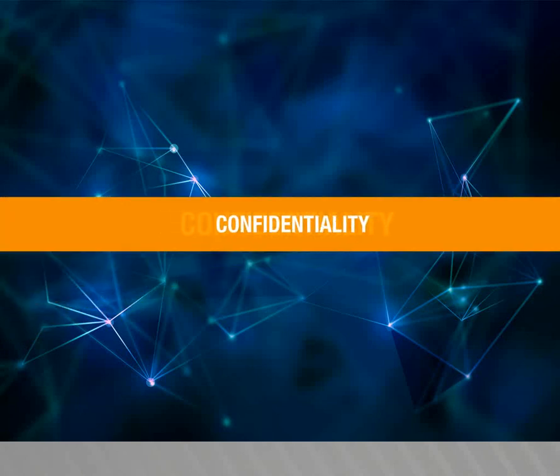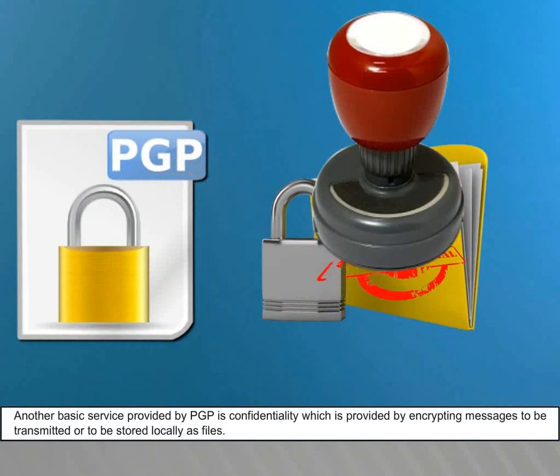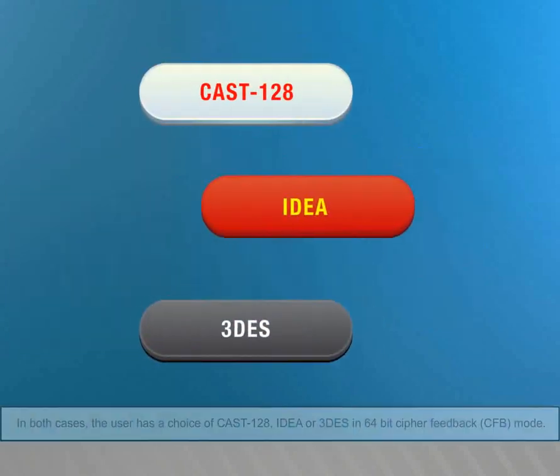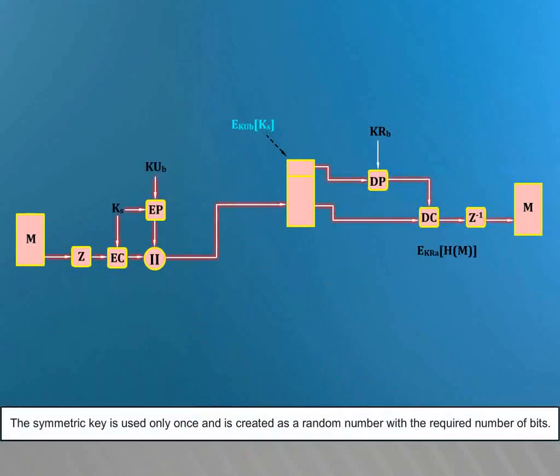Confidentiality. In this video, we are going to see about confidentiality. Another basic service provided by PGP is confidentiality, which is provided by encrypting messages to be transmitted or to be stored locally as files. In both cases, the user has a choice of CAST-128, IDEA or 3DES in 64-bit cipher feedback (CFB) mode. The symmetric key is used only once and is created as a random number with the required number of bits. It is transmitted along with the message and is encrypted using the recipient's public key.